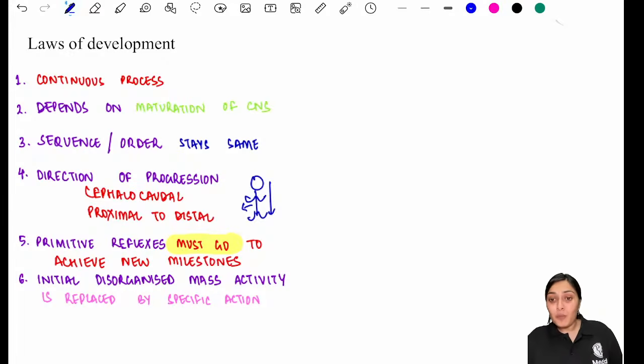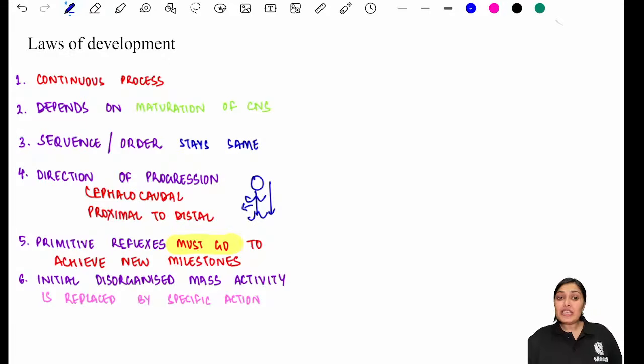The fifth law, which was our question, is primitive reflexes. The primitive reflexes must go to achieve the new milestones. Remember palmar grasp, it is a neonatal reflex. It should go so that the child can voluntarily grasp objects. Similarly, ATNR: when the child turns to one side, on that particular side there is extension of the upper and lower limb, and on the other side there is flexion. This will prevent the child from rolling. So for the rolling milestone to come, the child has to lose that ATNR. So primitive reflexes must go to achieve new milestones, right?